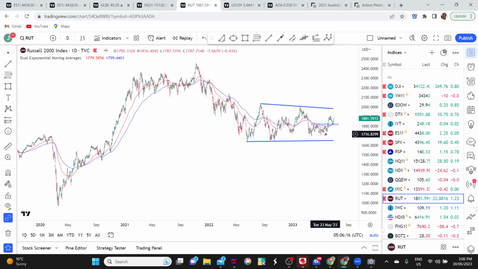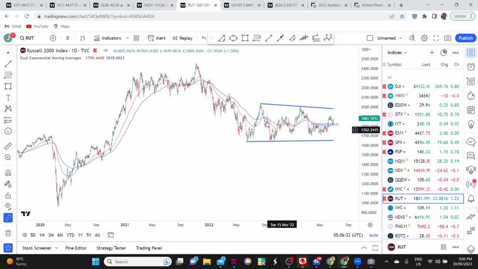But it's a range. We never know which way a range is going to break until it breaks. I don't want to get ahead of myself and preempt it. I do favour that it goes to the upside, but we don't know. We've just got to wait and see. Let's wait and watch the price action and act accordingly.